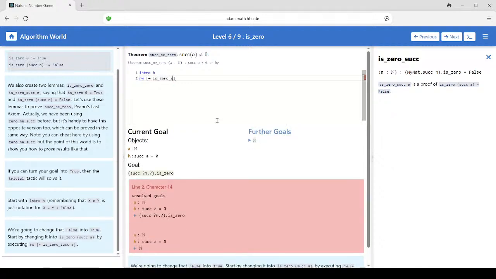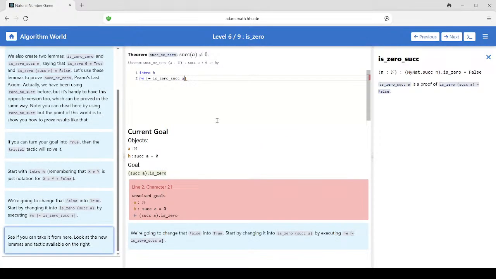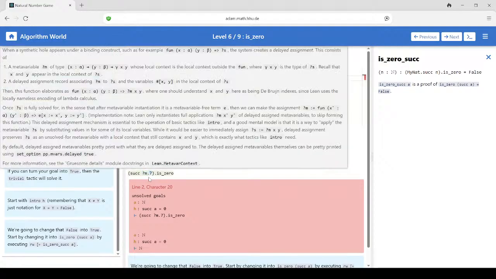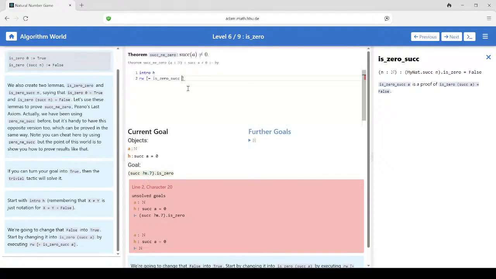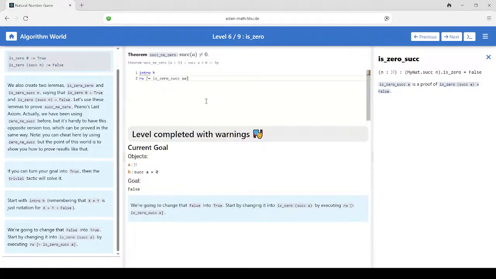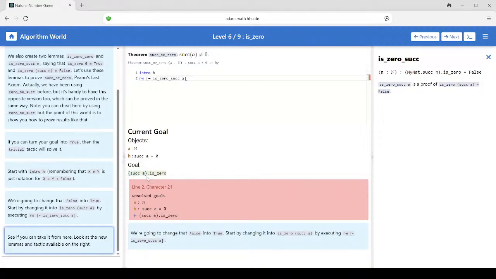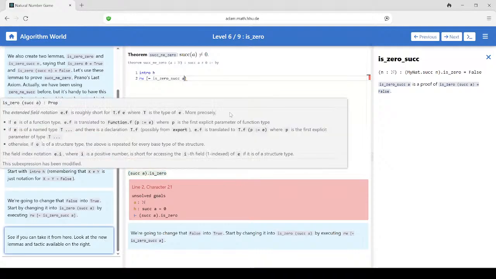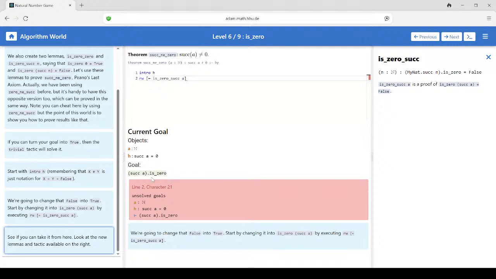is 0 successor. And we're going to do it to A. First of all, why is there a question mark? M.7. No idea what any of that means, but if we press it, oh, that's A. So the successor of A is 0. See if you can take it from here. So we have the successor of A is 0. And we have successor A is 0.